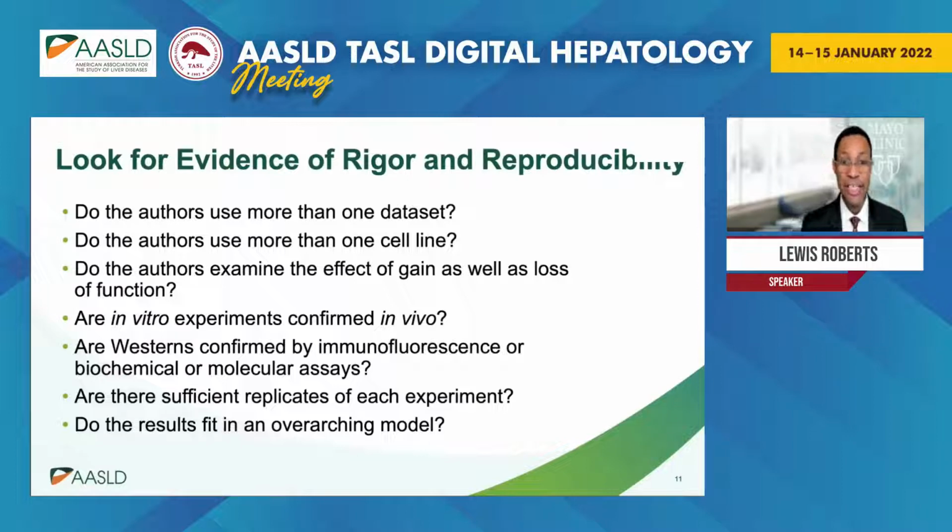Next, if the authors are looking at a gene or protein of interest, for example, do they examine the effects of gain of expression or of function of the protein of interest, as well as loss of function, to see if those effects are different or opposing, or do they only look in one direction? If they do in vitro experiments, do they confirm the results of the in vitro experiments in vivo as well? So these are different ways that we expect science to be done in order that we see evidence that it's done rigorously and is reproducible.